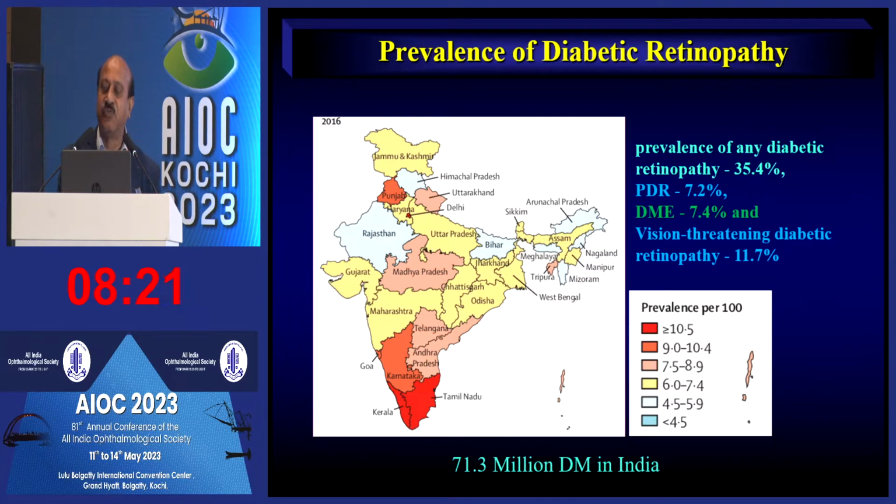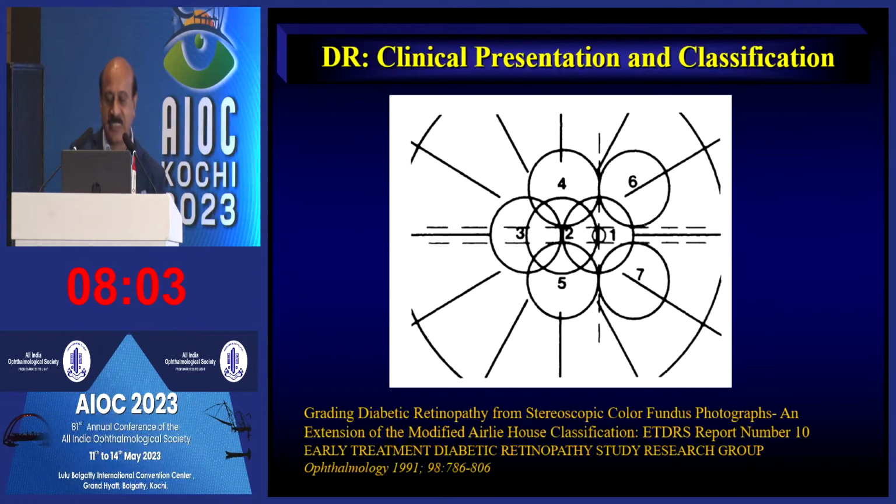That is one dictum I tell you. And there are three major stages which you need to identify: proliferative diabetic retinopathy, diabetic macular edema, and sight threatening, meaning both can contribute, and it is almost up to the tune of 11%.